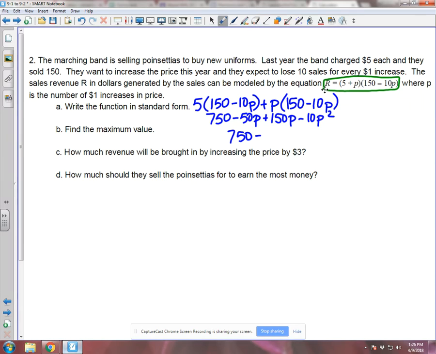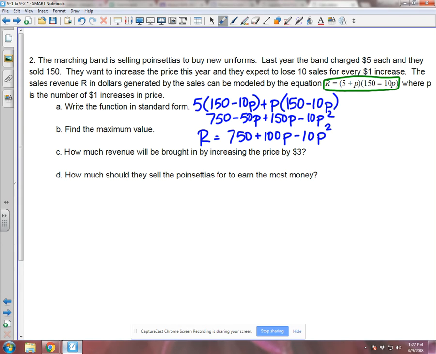Okay. So, maximum value. 1,000. 1,000 what? Dollars, correct. So this will be $1,000. So that means the maximum amount of money they can make is what? $1,000. How much revenue will be brought in by increasing the price by $3?